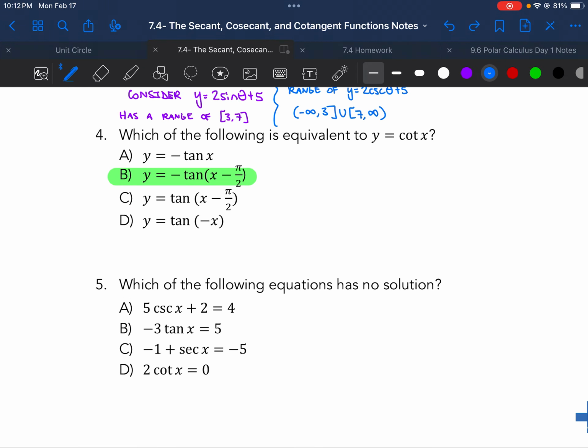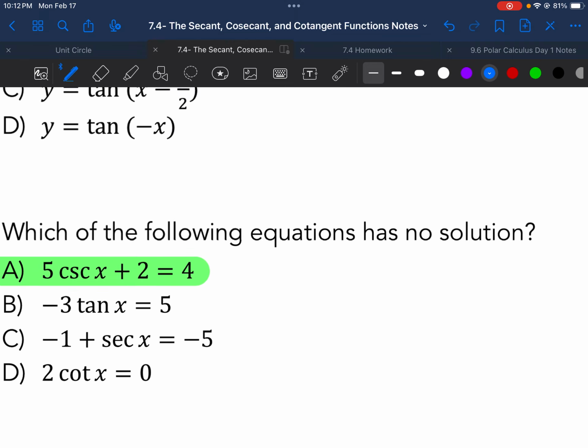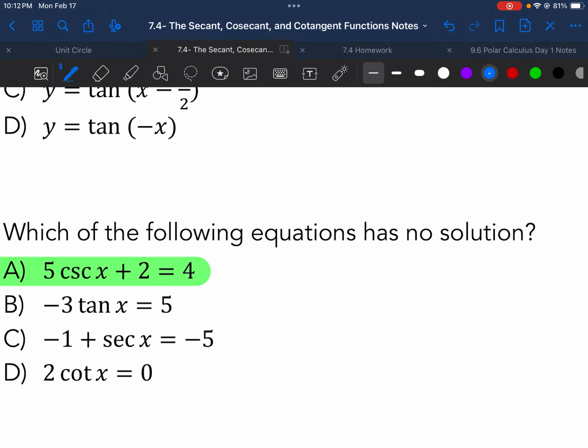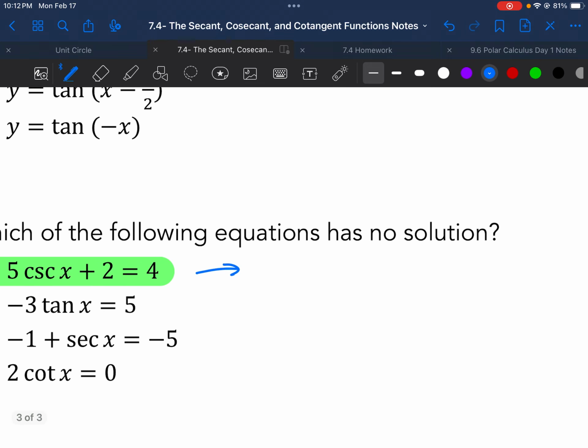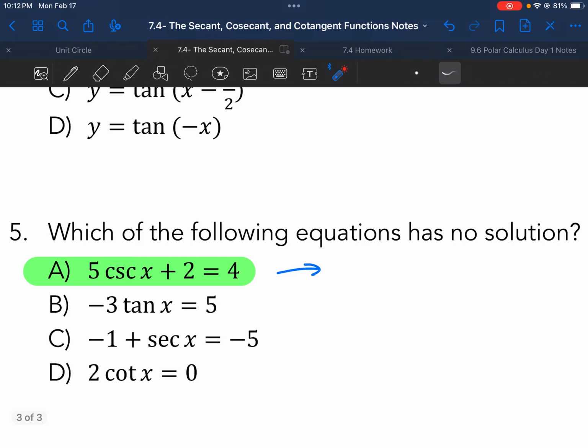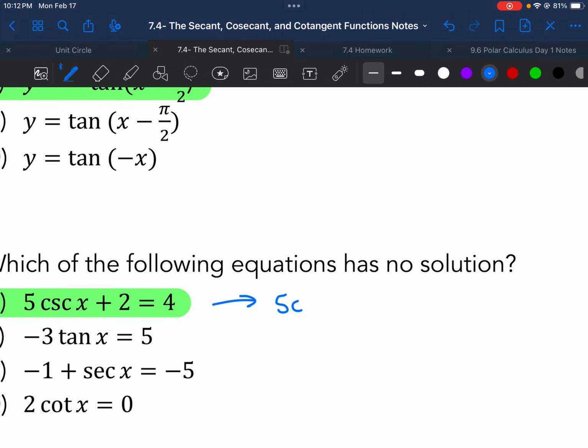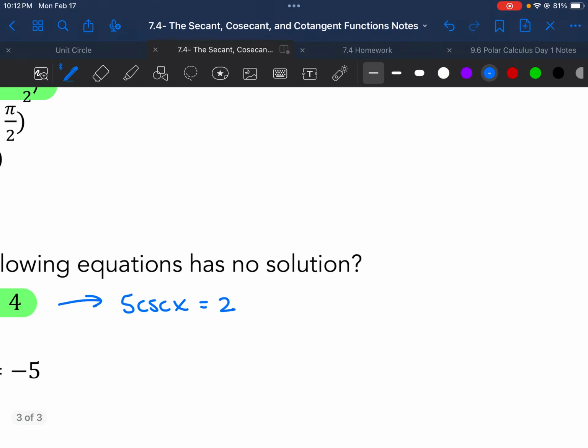All right, which of the following has no solution? For this one, it turns out the answer is A. Let's think about why. 5 cosecant of x plus 2 equals 4. Let's do a little bit of math on this. First, I'm going to subtract the plus 2 to the other side. So I'm going to get 5 cosecant x equals 2. Then let's divide by 5. Cosecant of x equals 2/5.